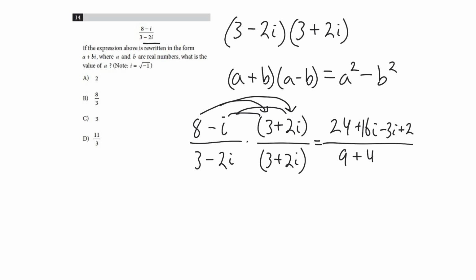Okay. All right. Now on the numerator, we're going to have 26 plus 13i over 13. And then we can simplify that, divide all the terms by 13. We're going to get 2 plus i. And a is the constant. So in this case, the constant is 2. So our answer is A, 2.